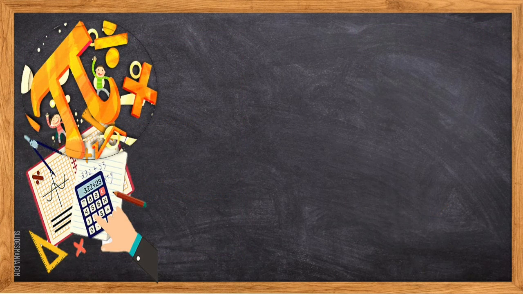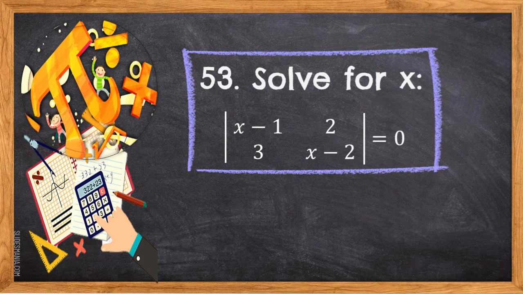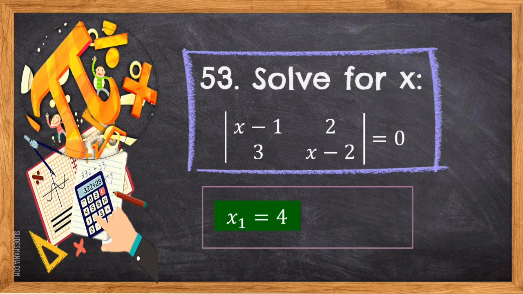Therefore, in this item 53, the value of x sub 1 is equal to 4 and x sub 2 is equal to negative 1.